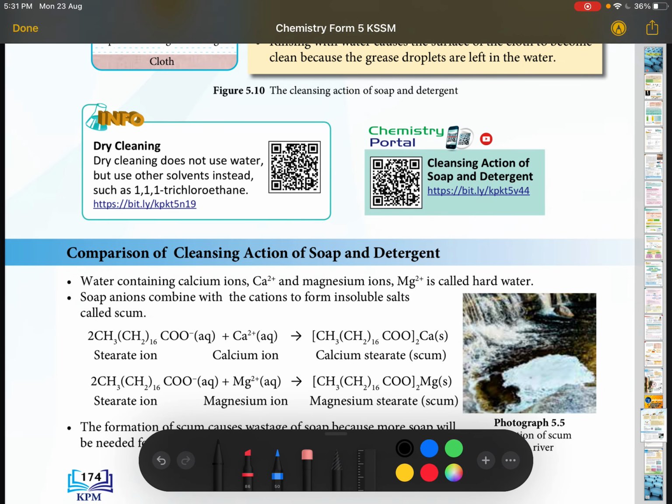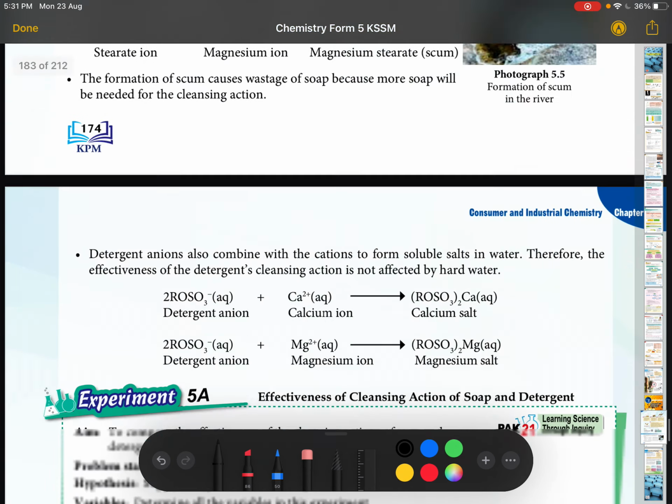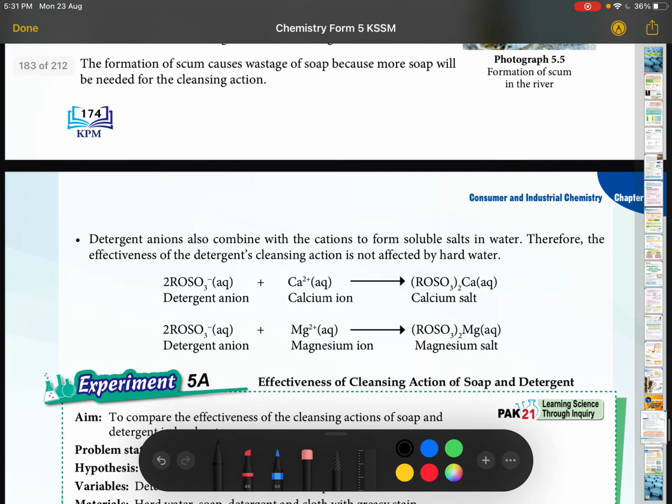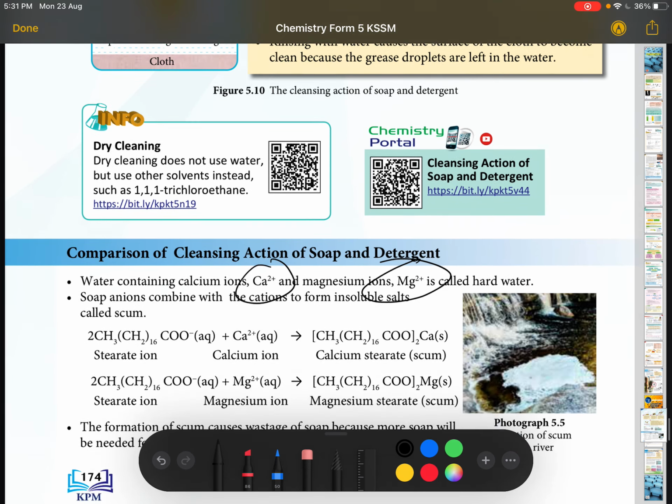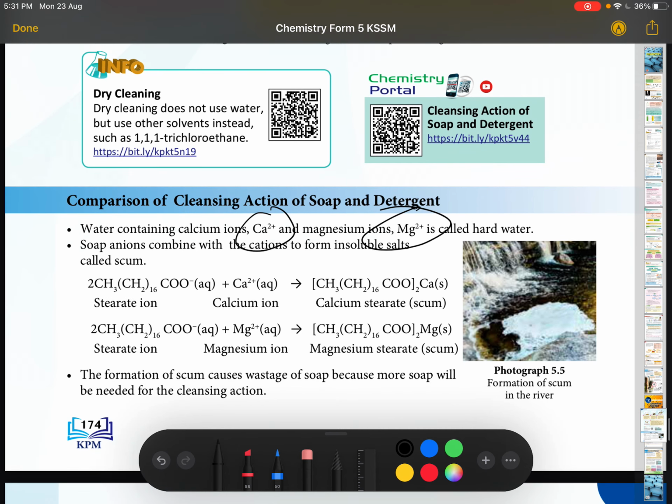So why is detergent better than soap? The reason is scum. So what happens? In hard water, hard water is water that contains impurities, and those impurities include calcium ions and magnesium ions. These are called hard water because they are harder in texture. So why is it not good for soap to clean in hard water?